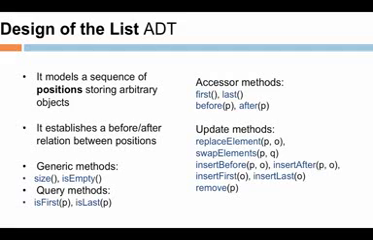Then we have accessor methods. The accessor methods return pointers to specific locations or specific positions in the list. For example, first and last are two methods which return pointers to the first element of the list and the last element of the list respectively. Before P and after P are methods which return pointers to the positions just before P and the positions just after P.